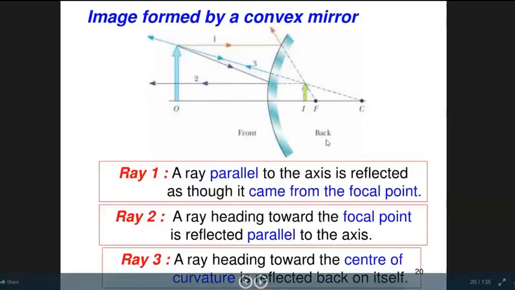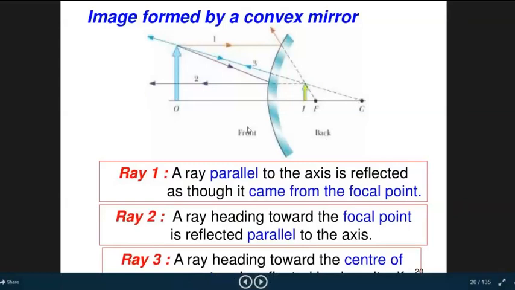This is the convex mirror. You see here it is silvered from inside, therefore its reflecting surface is outside, and in case of convex mirror, wherever you place the object, image will be formed always between pole and focus. So here object is placed at this place. So you have to use first a special ray, that is ray parallel to principal axis.